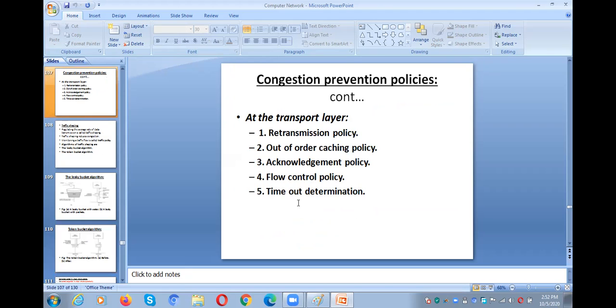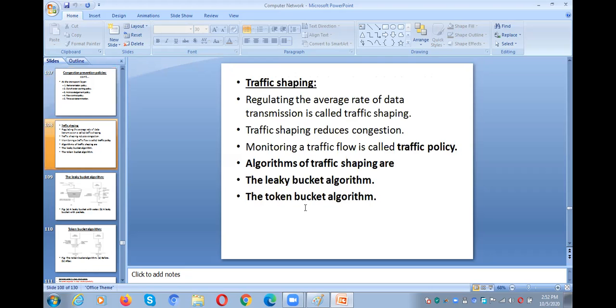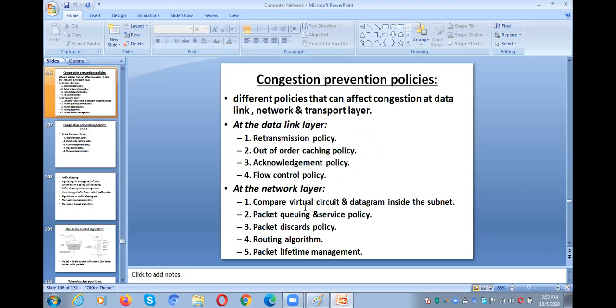If it is too high, the delay will be more. The time it takes to transfer a packet from source to destination is more. If it is too short, the packet may not reach the destination. So the time to transfer the packet from source to destination needs to be not too high, not too low. It needs to be minimum. Those are about congestion prevention policies.